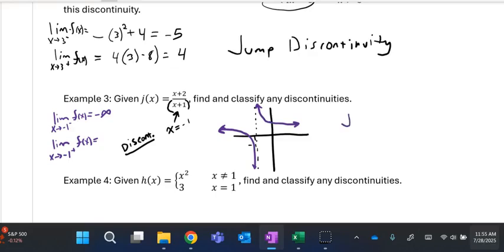So this would be a jump, no, don't write that. It's going to be an infinite discontinuity because it has that infinity value from left and right. It doesn't have to be going in a different direction. In this case, it does go negative and positive. They can either go both positive or both negative. It'd still be considered an infinite discontinuity.